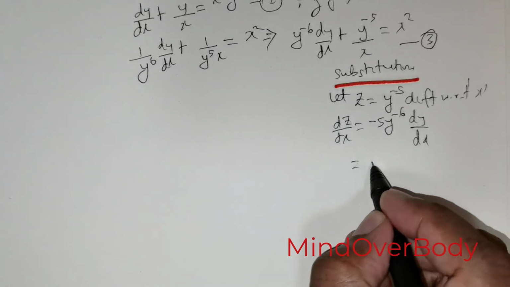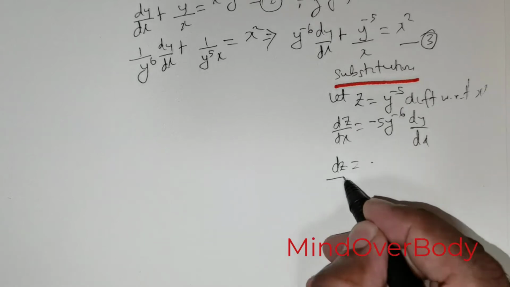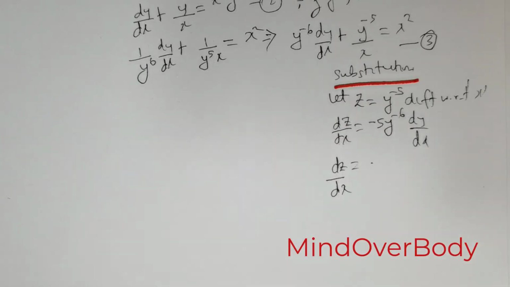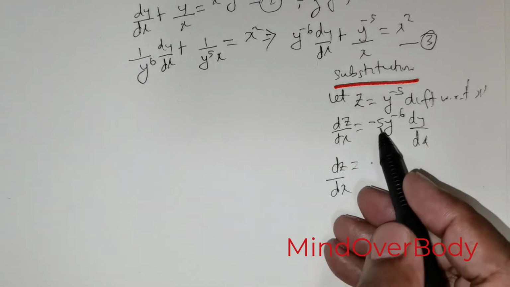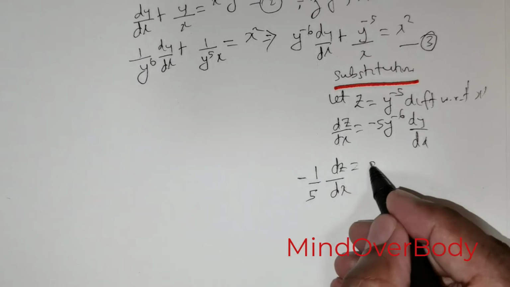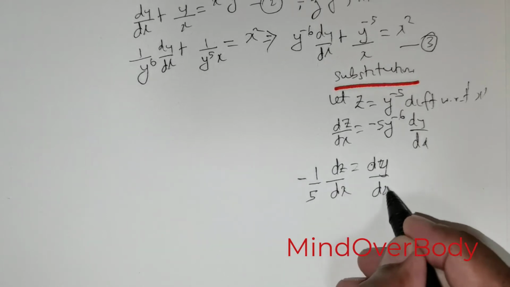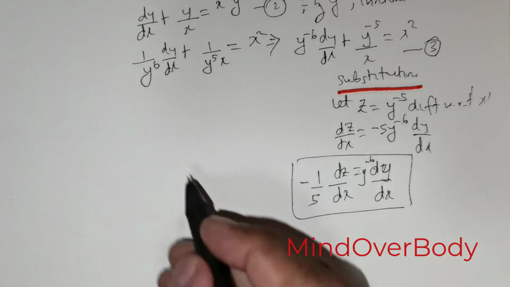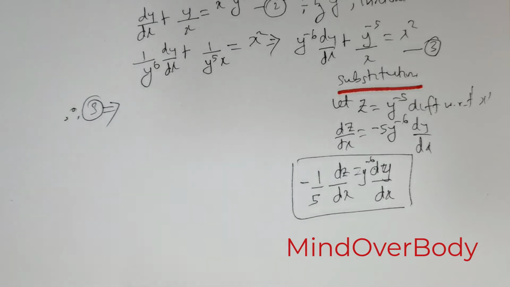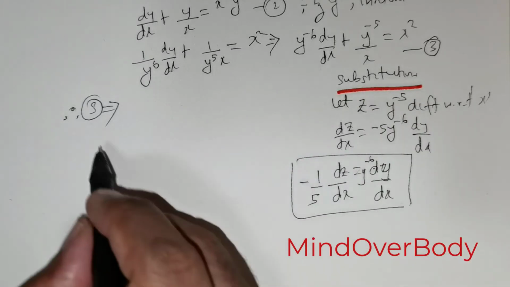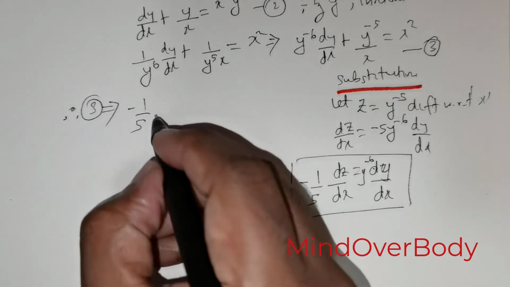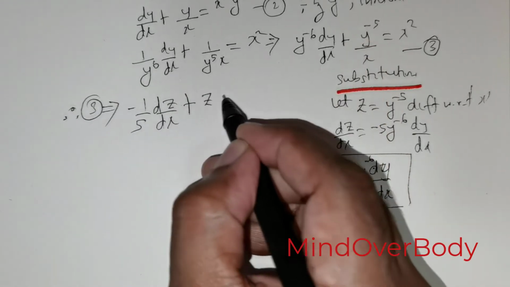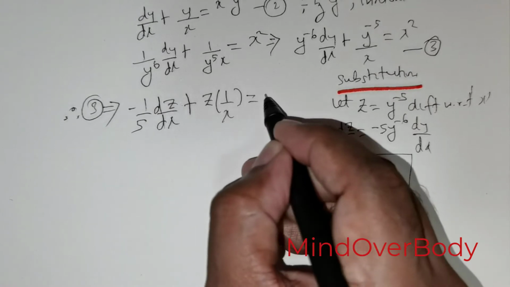I can rewrite this, or probably I can just keep it like this. So the substitution is, in place of dy/dx times y^(-6), which is present here, I have to substitute dz/dx, but I want to bring this 5 over here. So this is a substitution that I would be making. Therefore, equation 3 can be rewritten as -1/5·dz/dx + y^5, that's going to be z, times 1/x = x^2.